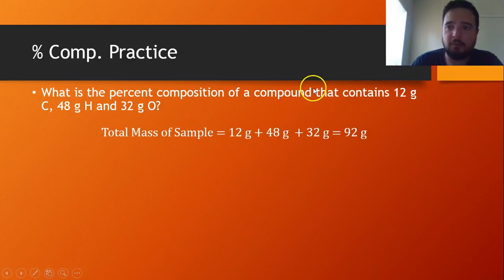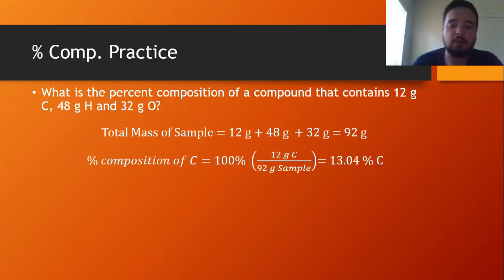So we know it's made up of 3 different things. So we know the total mass is the addition of all those masses of the elements together. So 12 plus 48 plus 32, you get 92 grams for the sample mass. Okay. Now, I'm just trying to figure out the percent composition.